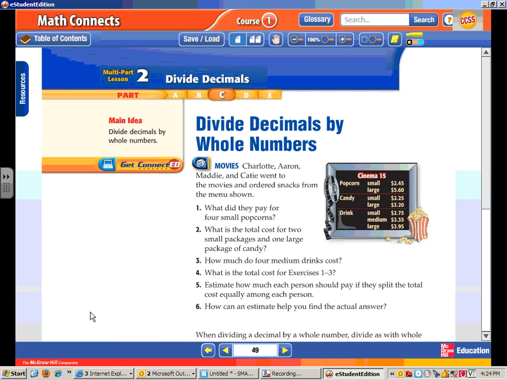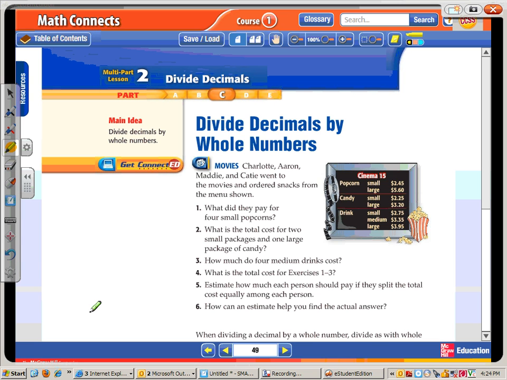Okay, we're moving along in chapter 1. We're in the second lesson part, and we're in part C. And today, getting ready for tomorrow, you're going to start dividing decimals by whole numbers. So working on today what you did in class is modeling what that looks like with base 10 blocks.